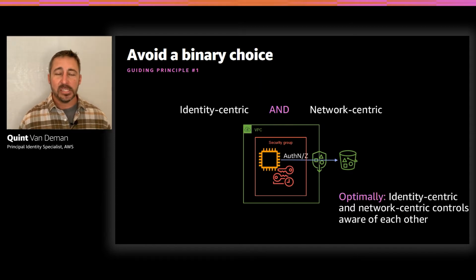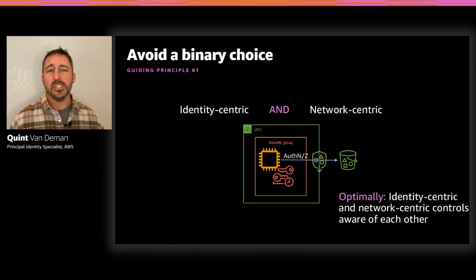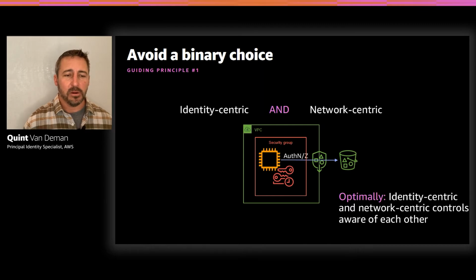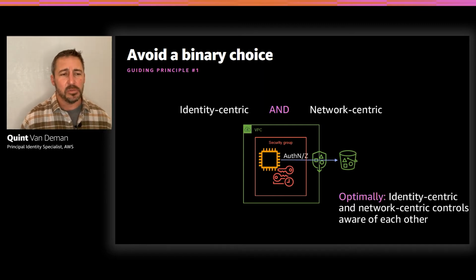A great example of this in AWS are things like VPC endpoints, right? These are network controls at the edge of a VPC where you can enforce both network-based and identity-based policies in a way that controls the flow of information across that border, right? And we'll see that more as we get into things.